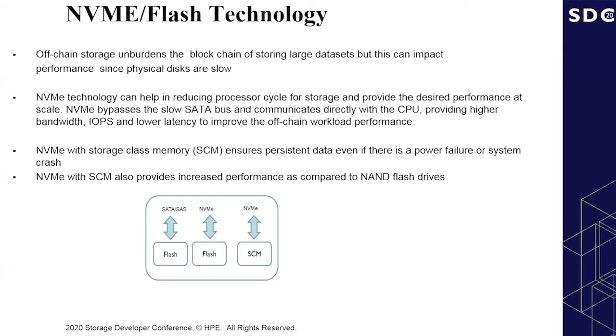As you can see in the diagram below, this is how Flash has evolved. Flash was initially based on SAS and SATA drives, and then it evolved to NVMe based drives, and then we have NVMe with storage class memory. Storage class memory technology in the storage infrastructure, along with NVMe backend storage disks, can provide significantly improved performance for random read and write workloads.